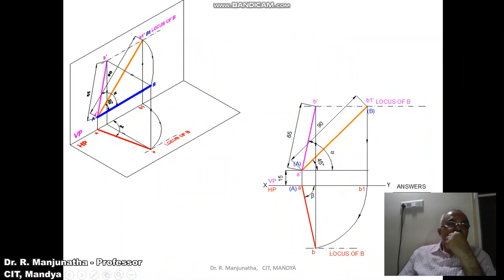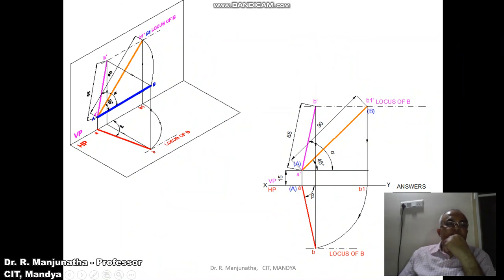As we know that the top view point should lie on this end projector line. So we know the front view true length, so its corresponding top view will be parallel to XY. A is on VP, so AB1 is also on VP. So AB1 is parallel to XY. But the top view point is not on VP, but it should be in front of VP.